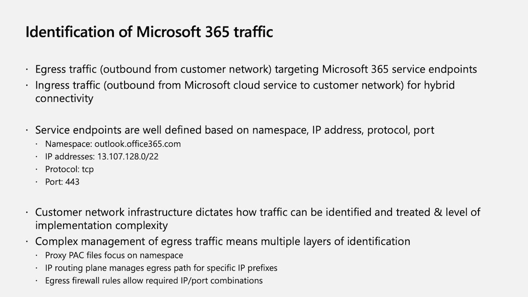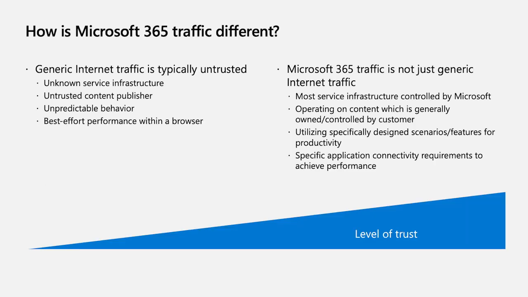In many cases, we're going to be looking at IP and port combinations as we go to configure firewalls, either for egress or ingress. I wanted to briefly call out Microsoft 365 traffic is not generic internet traffic. And I know some of the other sessions in this series go into quite a bit of detail here, but still there's a lot of relevance to the session that we're going through right now. So just wanted to take a brief moment to reiterate this point that when you think about the traffic that's egressing from your network to the internet, it's perfectly acceptable to not trust generic internet traffic.